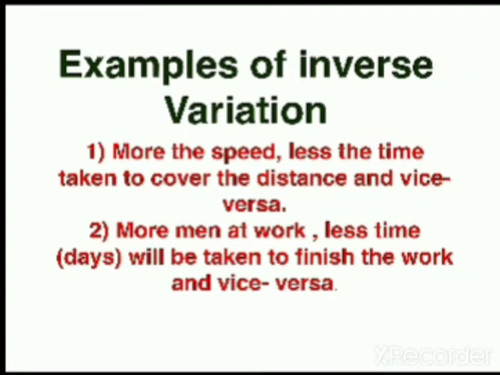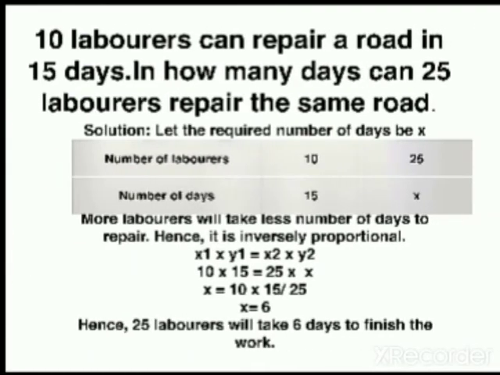What are examples of inverse variation? The more the speed, the less the time taken to cover the distance, and vice versa. The more the men at work, the less time or days will be taken to finish the work, and vice versa. So let's see an example. 10 laborers can repair a road in 15 days. How many days will 25 laborers take to repair the same road?